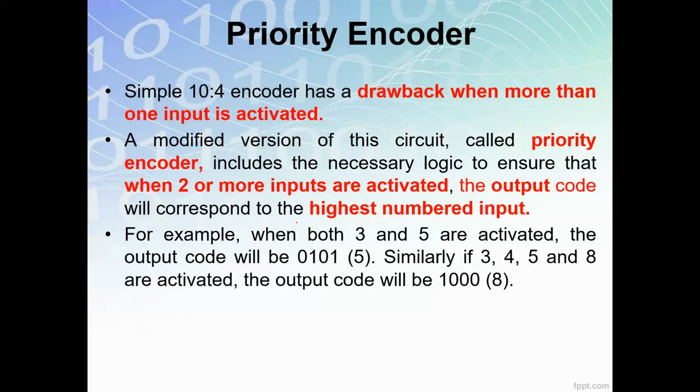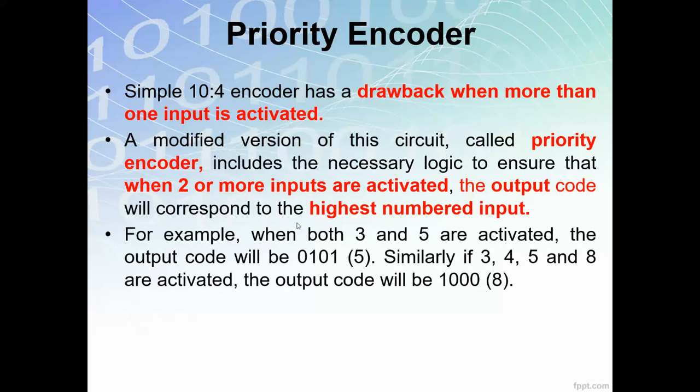Okay, so we have another enhancement from the encoder, okay, which is a parity encoder. Tapi sebelum tu, macam mana the parity encoder is being derived? Okay, as a simple 10 to 4 encoder, kita ada drawback. Okay, sebab encoder ni hanya boleh active one at a time. Okay, tapi kalau input dia banyak kan, 10 input jadi 4 encoder.